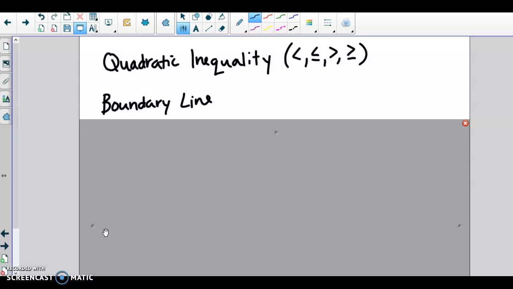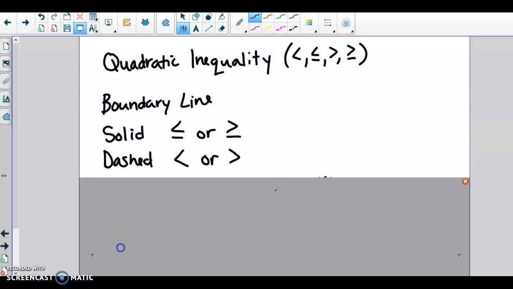And just like we did with linear inequalities, we have to think about two things here. We have to think about the boundary line. That's the parabola itself, the U. Now, is that U going to be solid or dashed? What's going to decide that for us is whether there's an equal with the inequality. So if there is an equal with the inequality, we're going to connect the points of our parabola with a solid line. And if there's not an equal to, we're going to connect them with a dashed line.